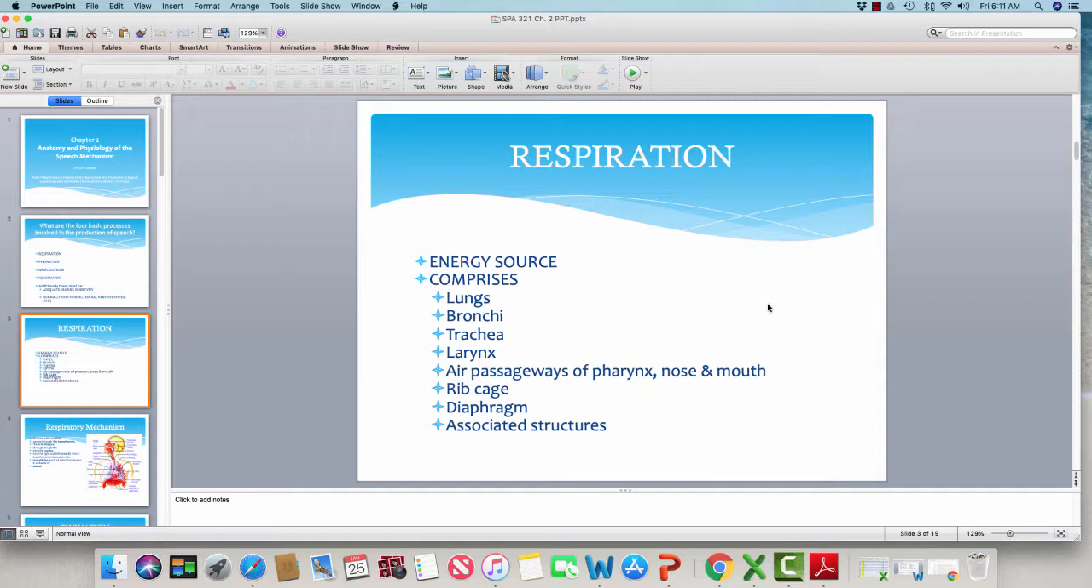It begins in the lungs. It also includes the bronchi, trachea, larynx, the air passageways of the pharynx, nose, and mouth, the rib cage, the diaphragm, and associated structures. You have extensive diagrams in your textbook to review about these structures and how they are controlling our breathing.